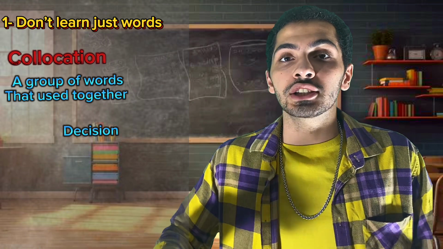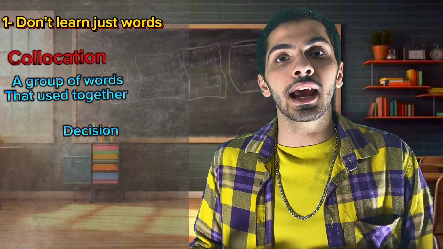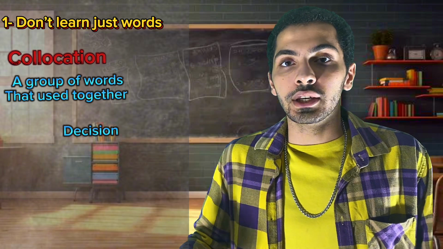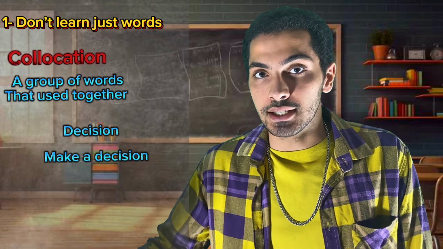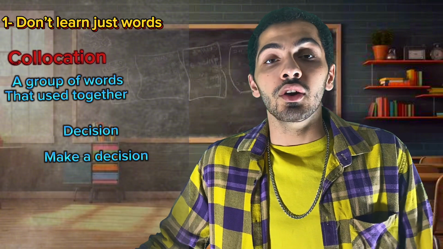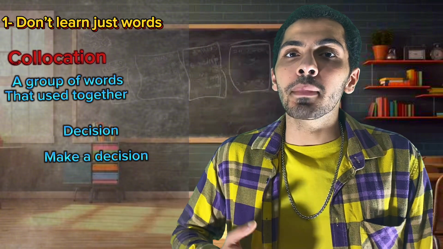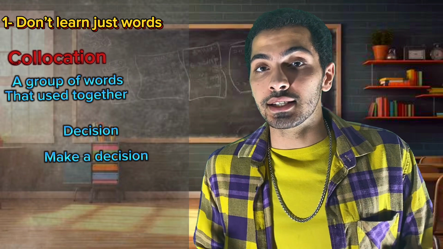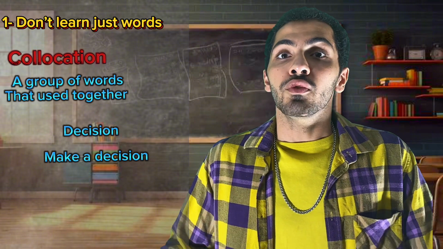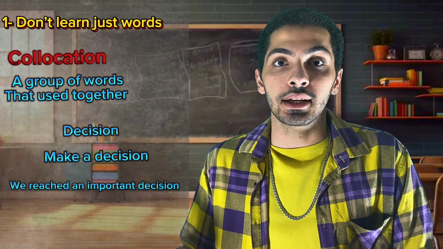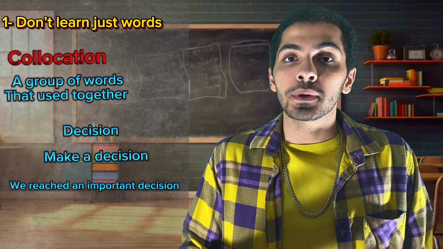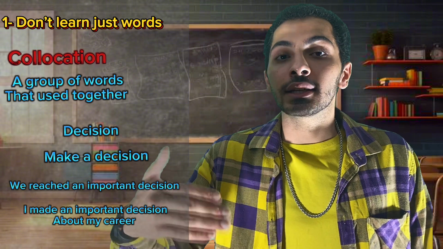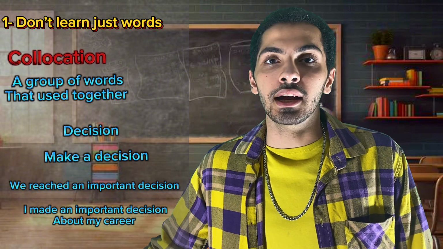You have to learn the collocation of that. We have verb collocation, adjective, adverb, preposition, and many things. So when you learn this word, you can learn the verb collocation, which is make. Make a decision, reach a decision. Right now, you can use it. I made a decision yesterday. Adjective collocation of it. Big decision, important decision. We reached an important decision. Or let's say with preposition about, on. I made an important decision about my career.